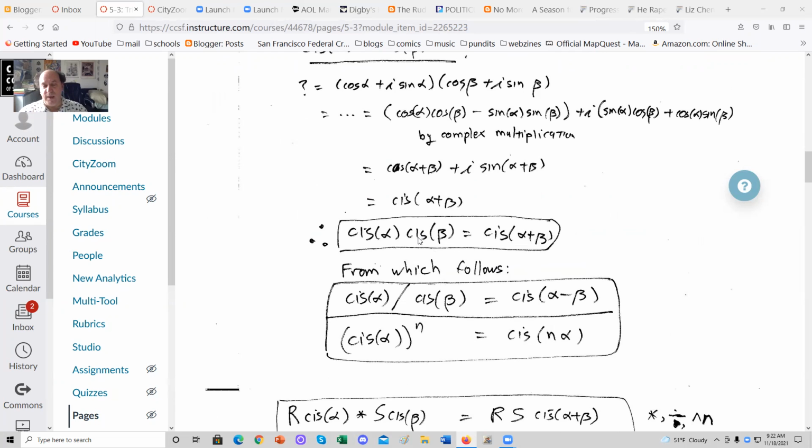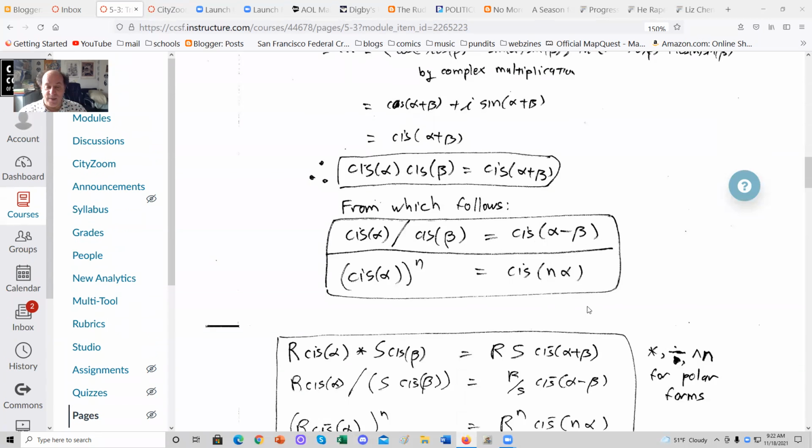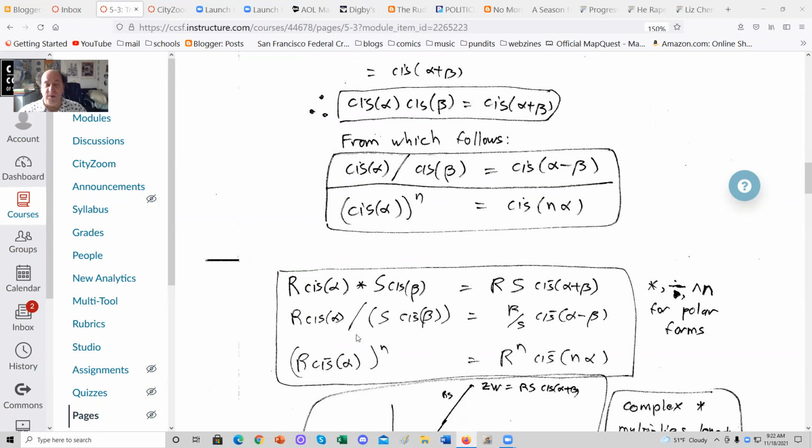Now, multiplying cis's is cis of a sum. By similar reasoning, it follows that dividing cis's is cis of the difference, because dividing is the opposite of multiplying, and subtracting is the opposite of adding. And cis alpha to the n is cis of n alpha, because an nth power is n multiplications, whereas n times alpha is n additions. So if you have two complex numbers and you multiply them, their product, if you work it out, would be rs cis of alpha plus beta. So you multiply the lengths and add the angles.